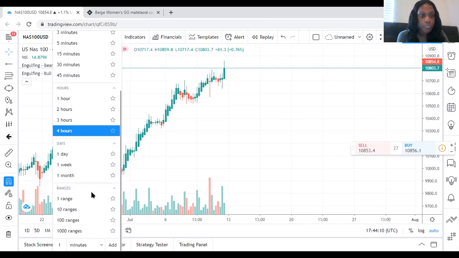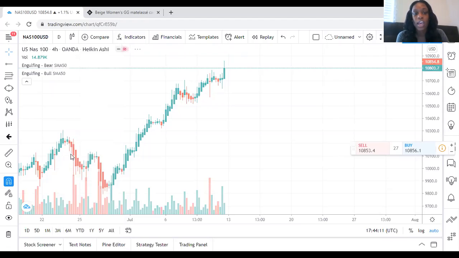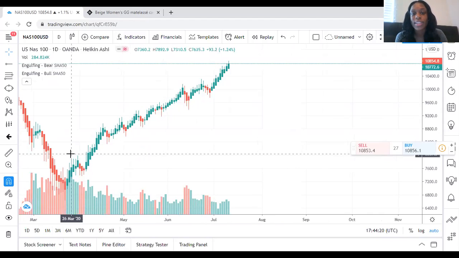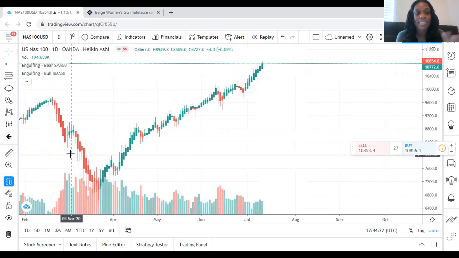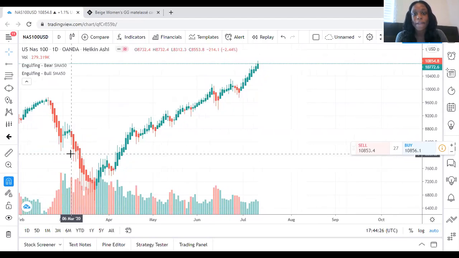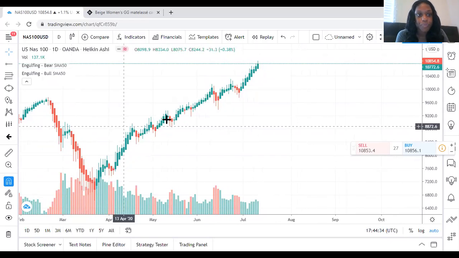Alrighty, so we're going to go on a daily. The reason why I choose a daily at first is because the daily just clears all that noise. It makes it cleaner to analyze the market. Especially, I love trading indices because indices don't do too much like the USD pairs do. That's why I really love indices.